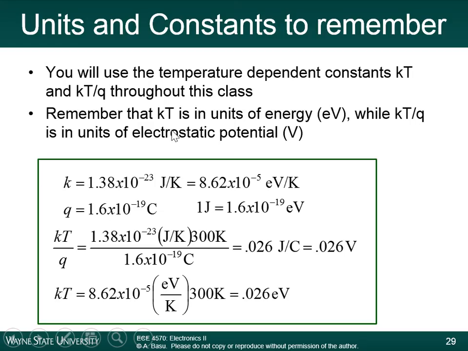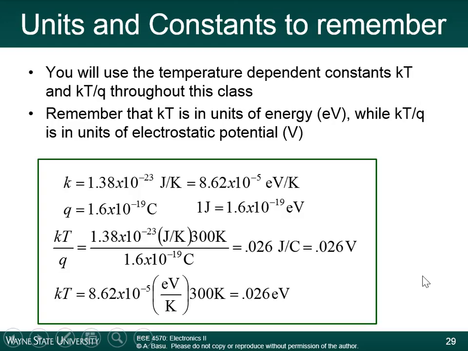So KT over Q, you're going to see appear later in this class. K is a Boltzmann constant. It's 1.38 times 10 to the negative 23rd joules per Kelvin. So it's the amount of energy in a system divided per unit temperature. Another way of expressing that is in terms of electron volts.